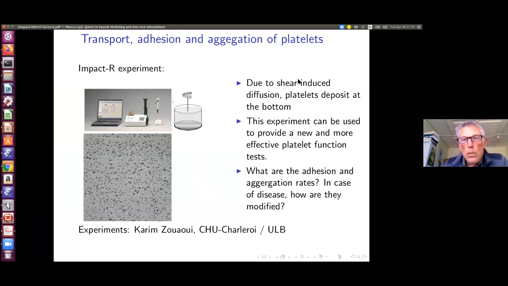So people call this mechanism shear induced diffusion of the platelet. Due to the fact that you create this shear rate, and you have red blood cells, the platelets start moving, okay? And what's the interest of this experiment is that by analyzing the size of these aggregates of platelets, you may understand how the platelets work, what their properties are, like adhesion and aggregation rate.